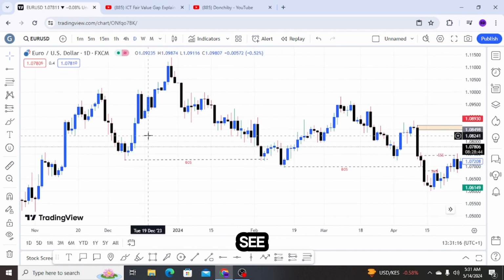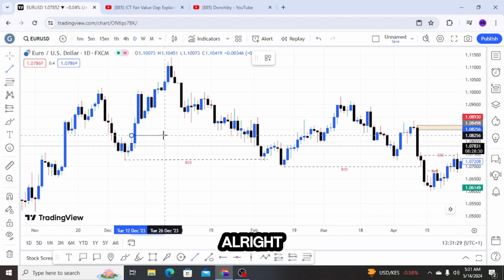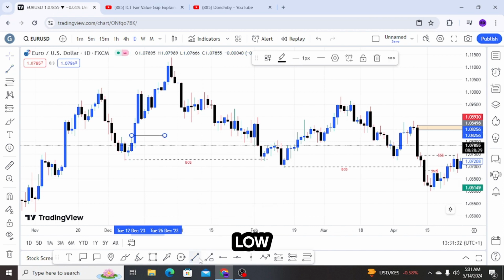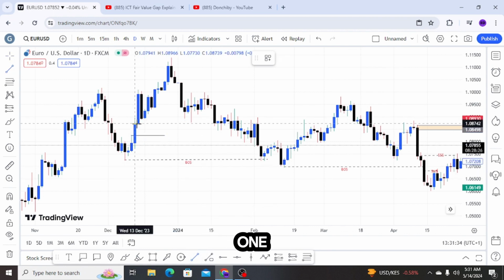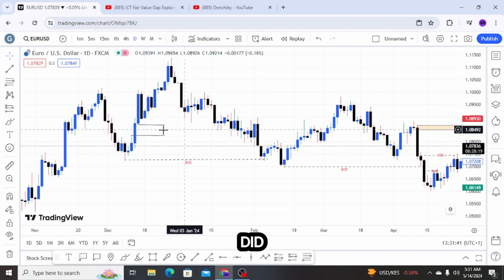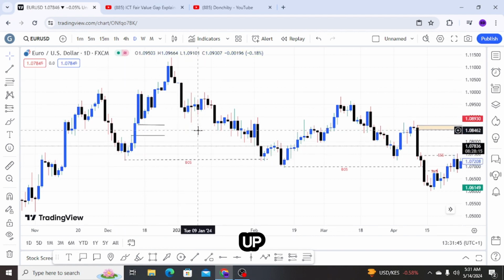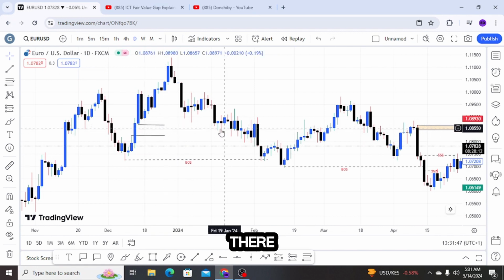Now, I see one here. All right, see one of them here. So you can see how the market respected it here. Let me draw it. You can see here, this is the high of this candle, and the low of the third one. Look at the low of this third candle right here. So what is this? This is a fair value gap. Did you see it now? The market will eventually come back to fill it up. You see that the market came back there to fill it up.